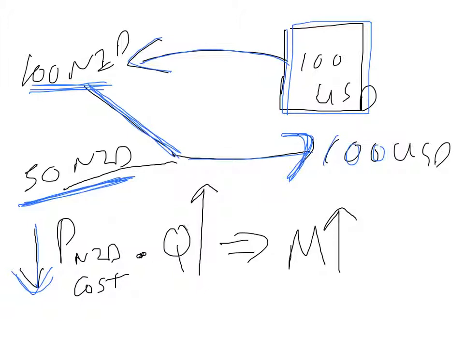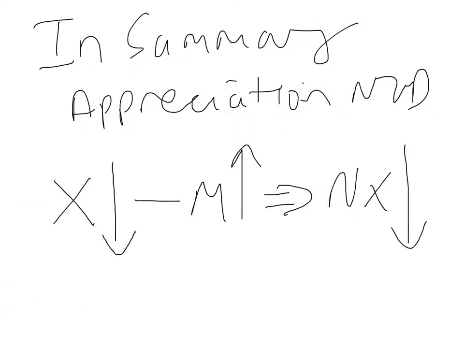What's going to happen to the quantity of imports? Well, our demand for them is going to increase, isn't it? So the demand increase is going to be bigger than the price decrease. And so you know what's going to happen. Imports are going to go up. And that is import expenditure when I say that. Okay, moving on. So that's the summary. An appreciation of the New Zealand dollar means at the end of the day that net exports goes down.